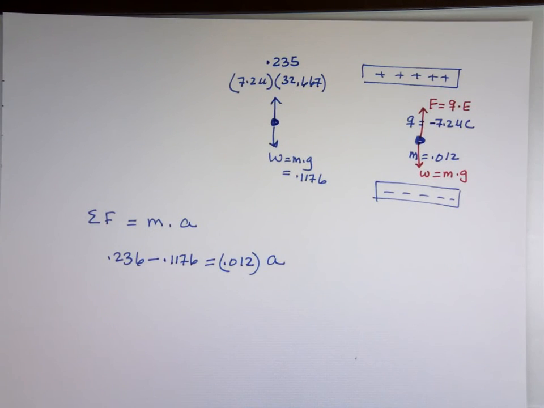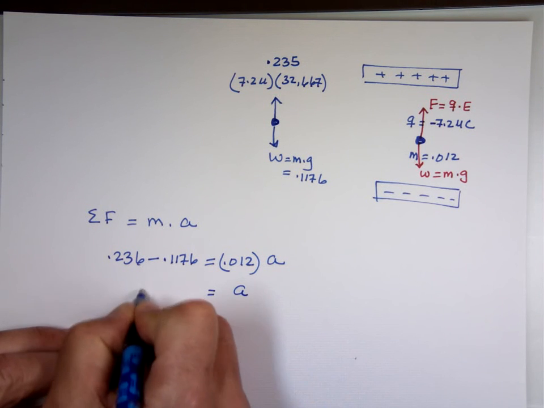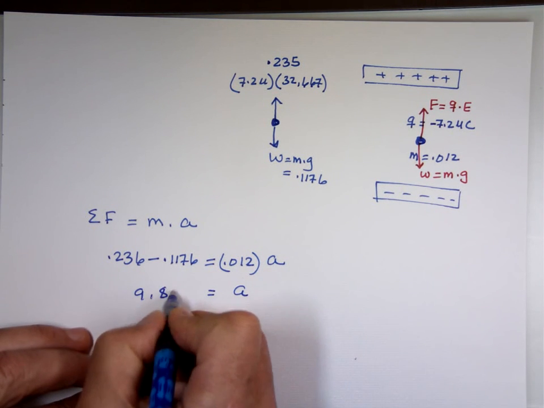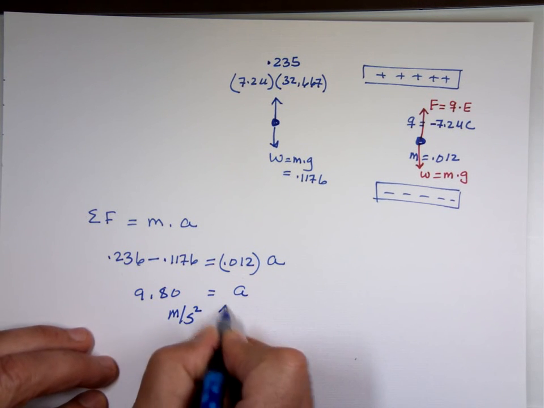I'm carrying all the digits for this one, so my number might be a little bit different than yours. My acceleration, guess what? It's 9.80 meters per second squared, upward, equal to gravity.